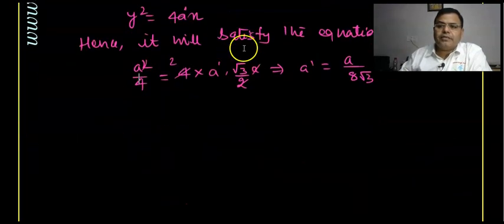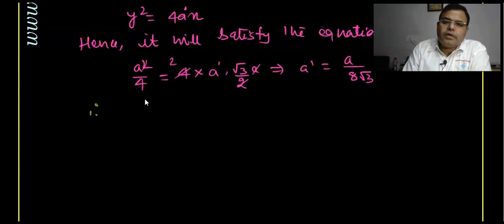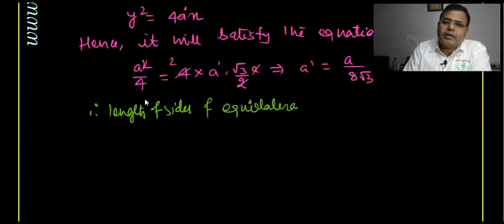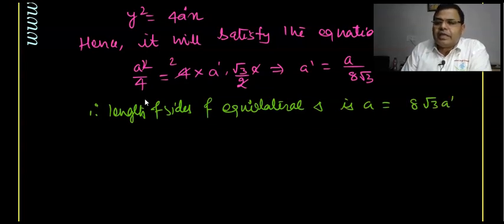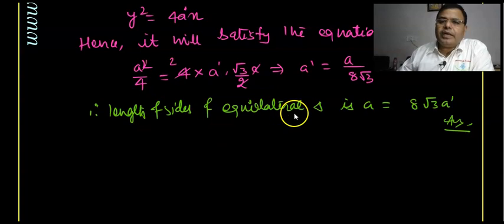Therefore length of sides of equilateral triangle is a, that is 8 root 3 a dash. a dash, in the equation I have taken a dash. If you take a, then this will be 8 root 3 a. That will be the answer. So nothing else. You can change it, because I haven't seen, so I have taken the same variable. You can change it. Right.